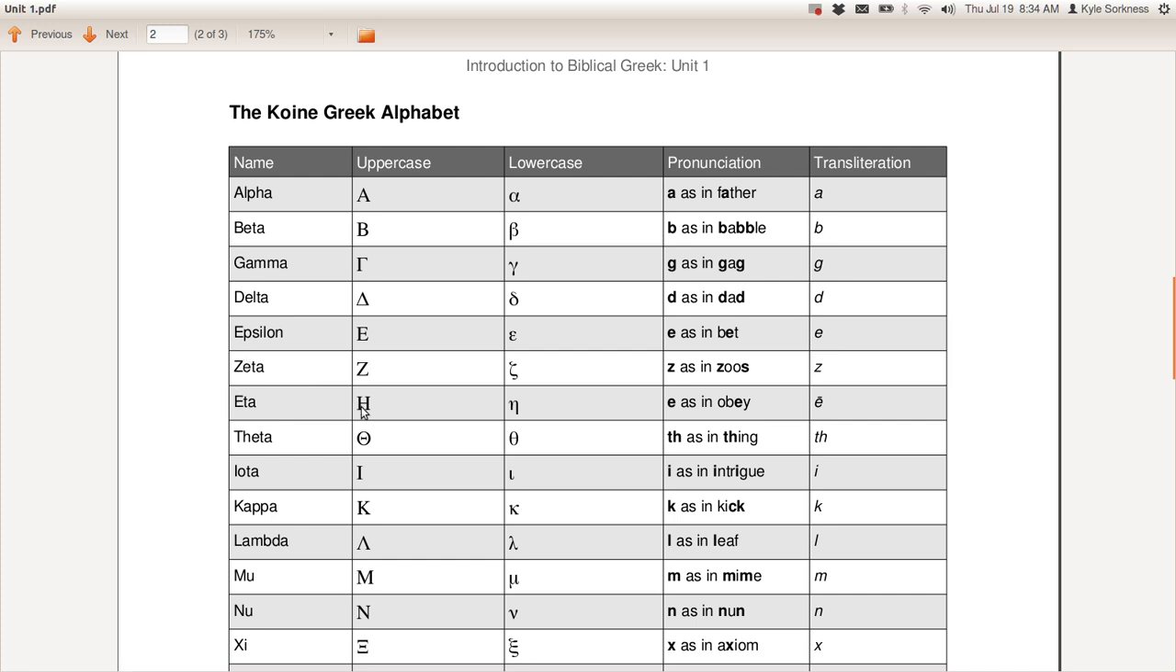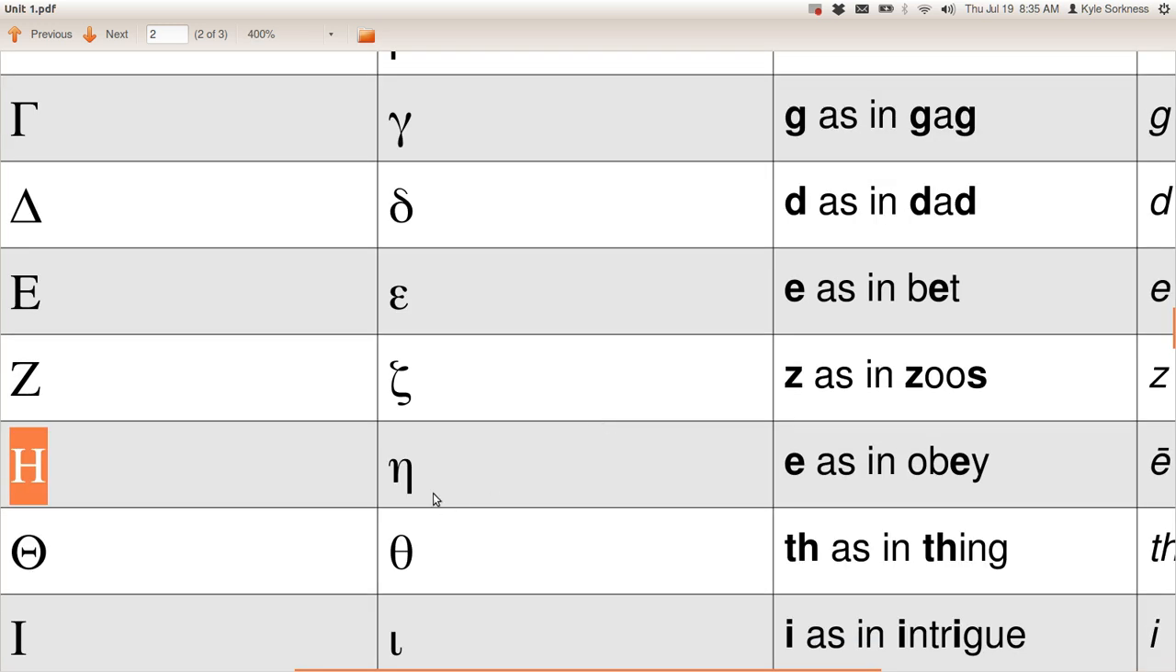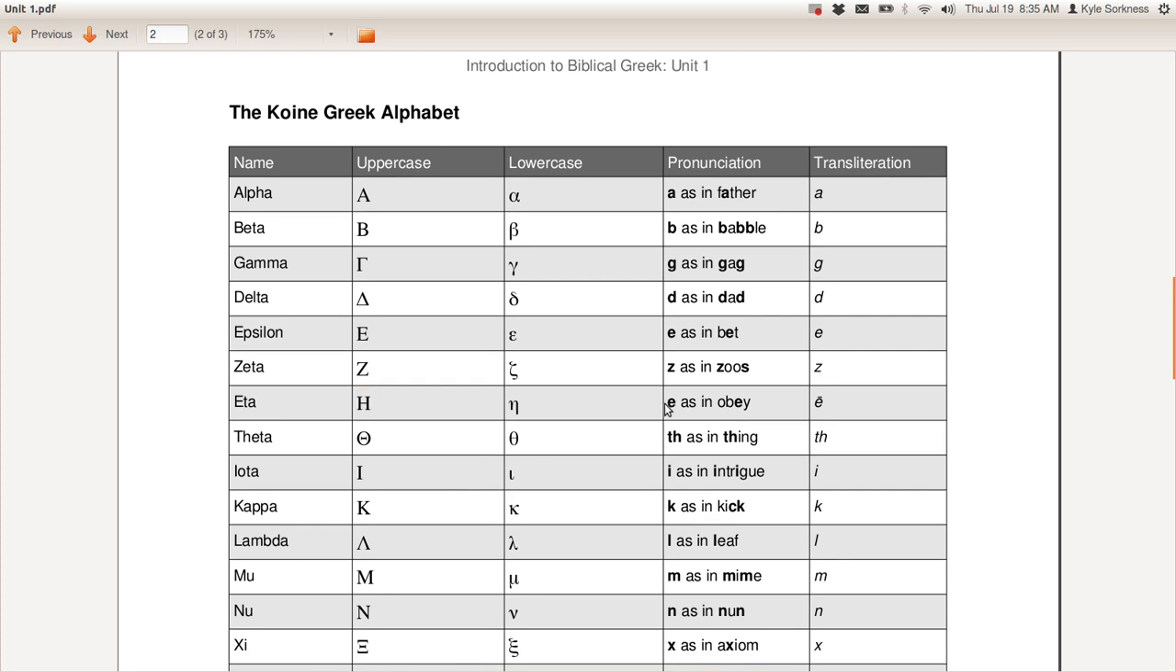The capital eta looks like a capital H, which might be confusing because this does not make an H sound. The lowercase eta looks somewhat like our lowercase n, except that the right-hand side of it dips down below the baseline. So that is eta. It makes an A sound, as in our English word obey. Eta. Again, the name of the letter itself helps you with the pronunciation.